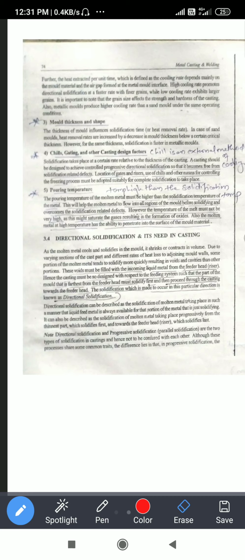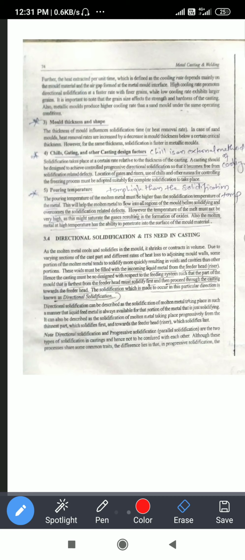Now next, directional solidification can be described as the solidification of a molten metal taking place in such a manner that liquid feed metal is always available for that portion of the metal that is just solidifying. It can be described as solidification of the molten metal taking place progressively from the thinnest part, which solidifies first, towards the feeder head or riser, which solidifies last.